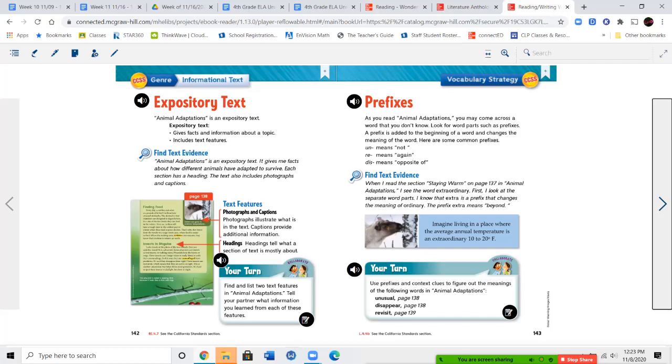All right, so let's review our genre. Now we're still talking about expository texts. Now remember, expository texts, or informational texts, give you information or facts about something that you're reading.